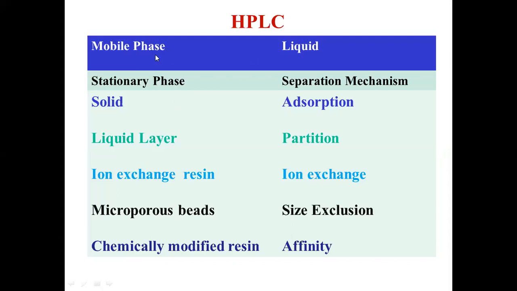So the mobile phase is the liquid which is traveling through the chromatographic column and which is also carrying the solute molecules. Therefore, the solute molecules are going to partition between this liquid mobile phase and the liquid stationary phase. So the most common phenomenon for the separation of the solute in HPLC while using liquid stationary phase is the partition process. Solute molecule is going to be partitioned between the stationary phase and mobile phase.